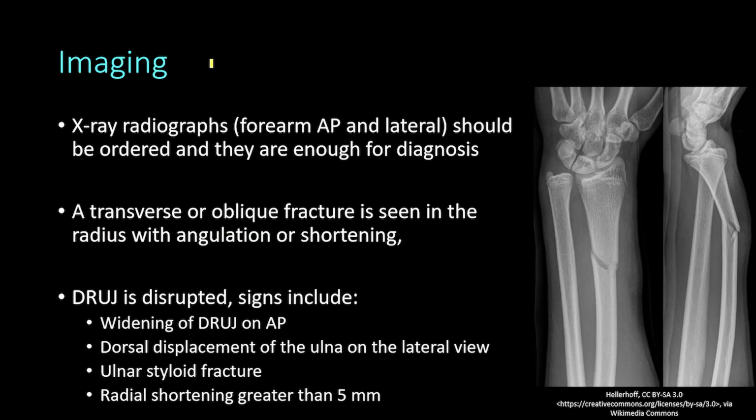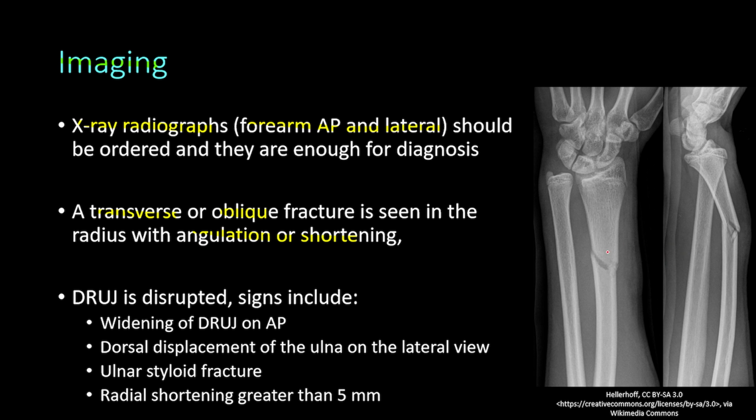Now after you finish taking the history and examination of the patient, you move on to do imaging. So you order X-ray radiographs, and those include the forearm, anterior-posterior and lateral views, and they should include the wrist joint. Usually a transverse or an oblique fracture is seen in the radius with angulation or shortening.